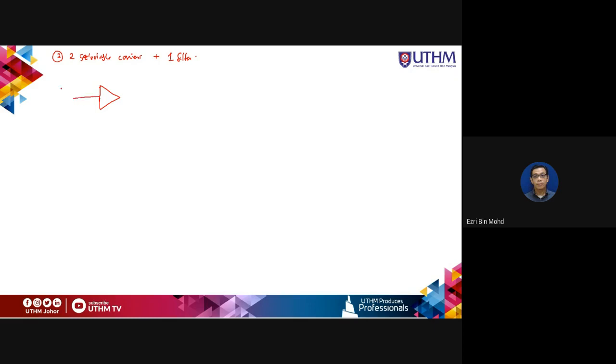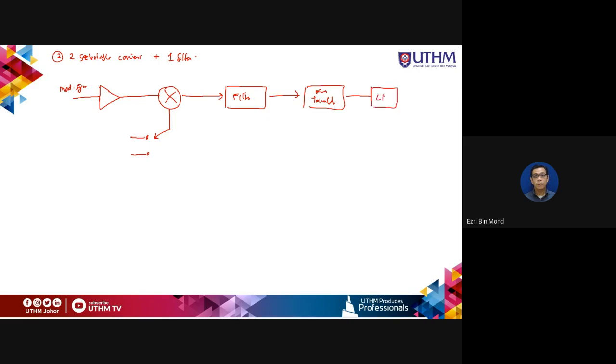So here the modulating signal, and then the balanced modulator. So there are two balanced modulators. So there are two carriers, and then it goes to the filter, the frequency translator, low power amplification, and then the resultant is a single sideband EM wave.